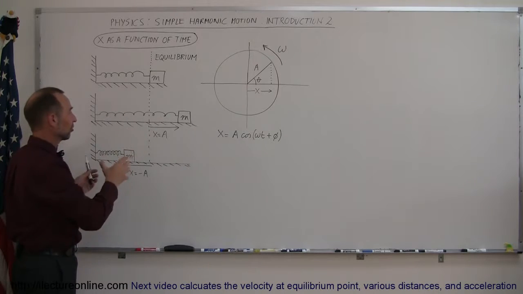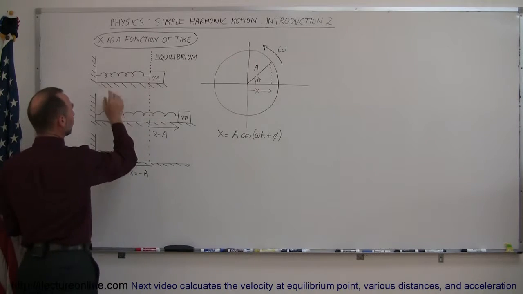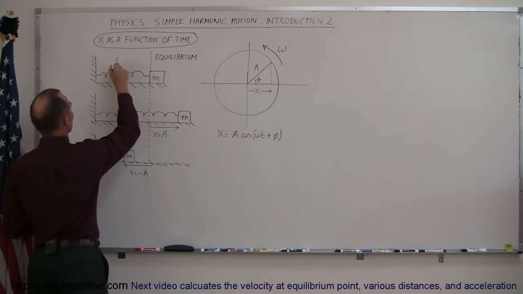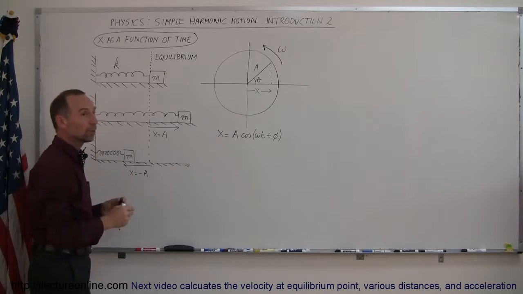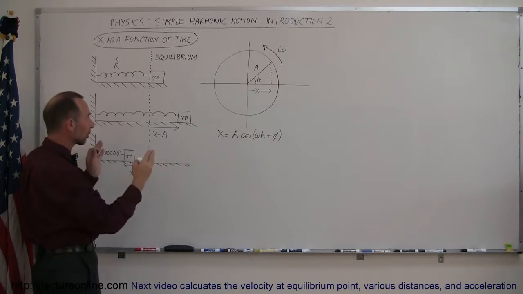We set up a similar system as before, where we have a mass on a spring. The spring has a spring constant K, the mass has mass M. At this point, it's in equilibrium, so the spring is neither elongated nor compressed.